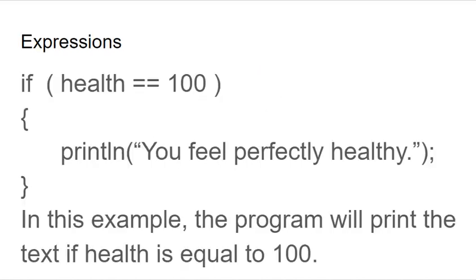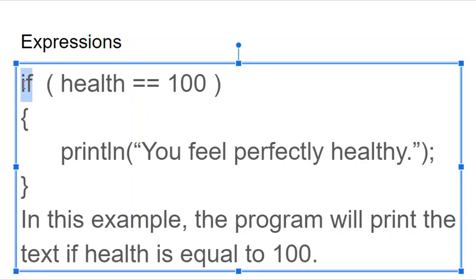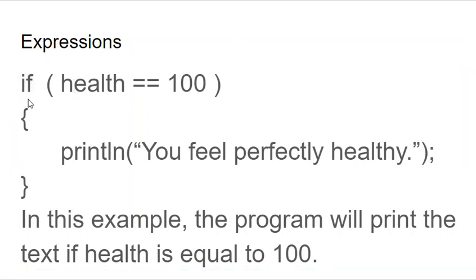So let's look at an example here. So here's an if statement. It's one of the fundamental building blocks of programming. What we're going to do here is have an if statement, and we're going to test, is health equal to 100? The double equals is a question. If health is equal to 100, do the stuff between the curly braces. So if health is 100, we're going to print out the line, you feel perfectly healthy, period, and then drop down to the next line.